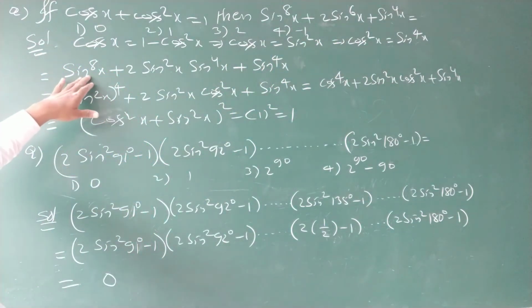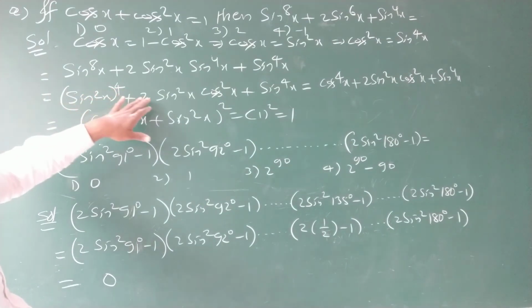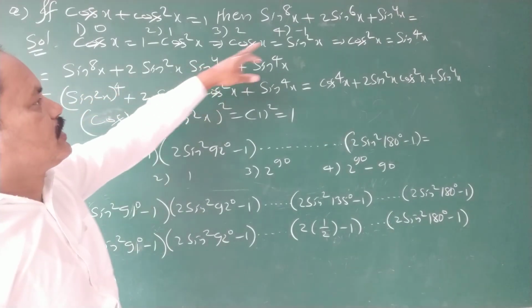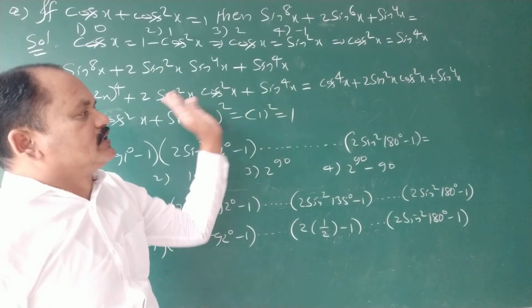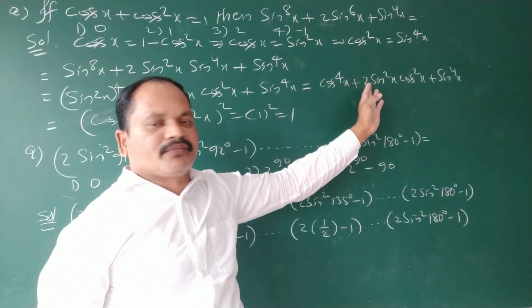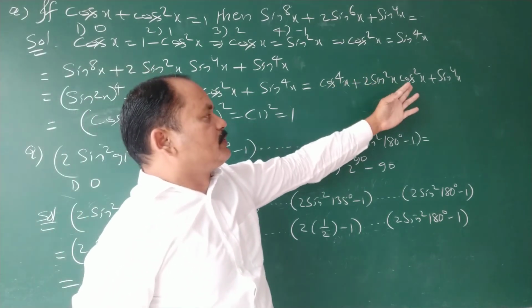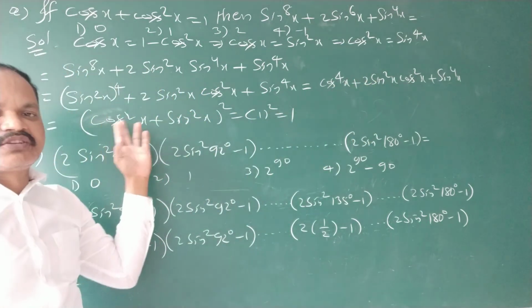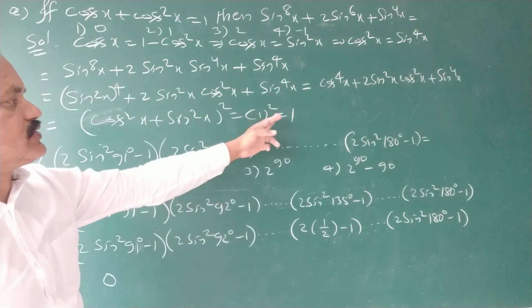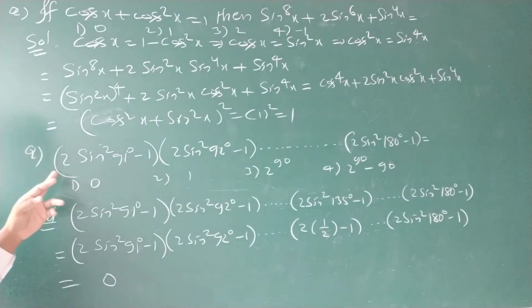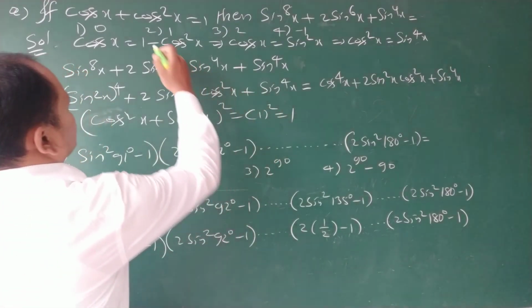Now this can be written as sin square x whole power 4, plus 2 sin square x, where sin power 4x is nothing but cos square x. So this is in the form of cos power 4x plus 2 sin square x cos square x, that means a square plus 2ab plus b square, a plus b whole square. Actually sin square x plus cos square x is 1. That's why it is 1. That's why this is the second option.